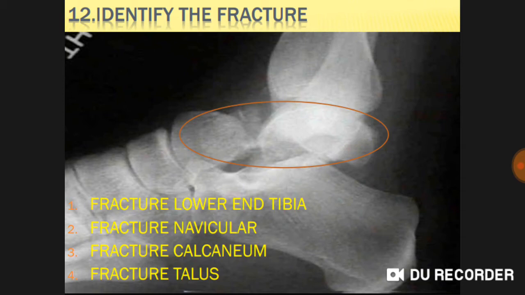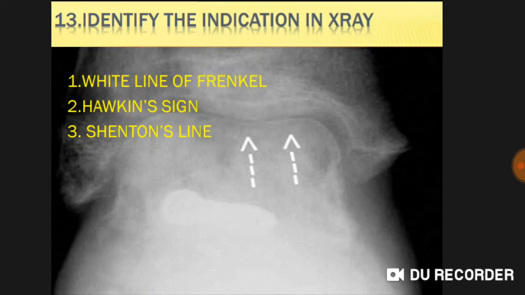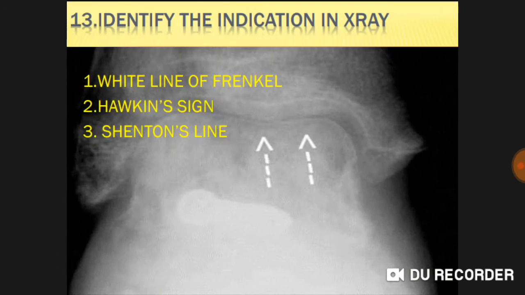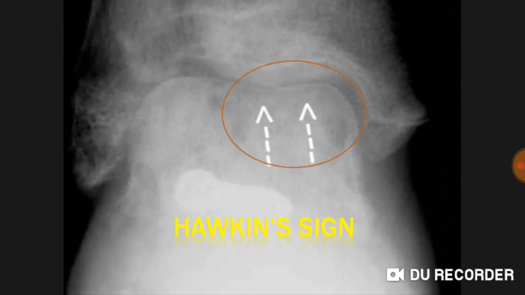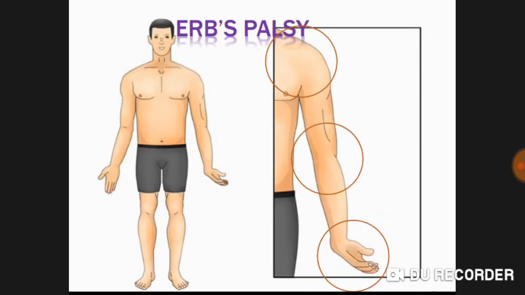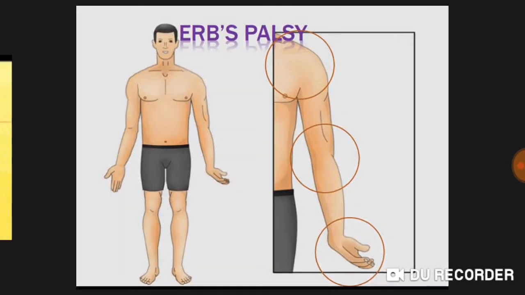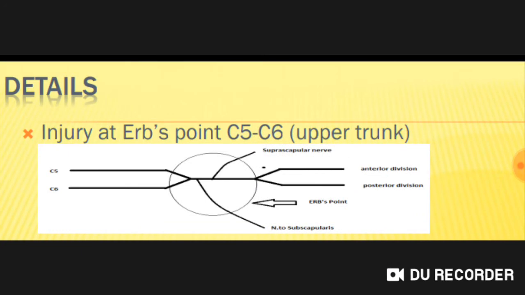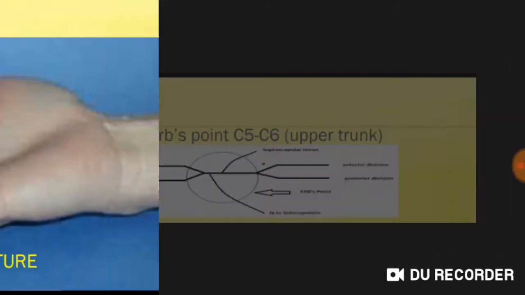Now, identify the fracture. The bone is talus. So fracture of talus bone. Talus. Now, identify the indication in X-ray. So what is this? This is Hawkins sign. Okay, this is Hawkins sign. Now, identify the deformity. Deformity here is Erb's palsy. Erb's palsy. Three circles. Now, injury of Erb's point is C5 and C6 upper trunk.